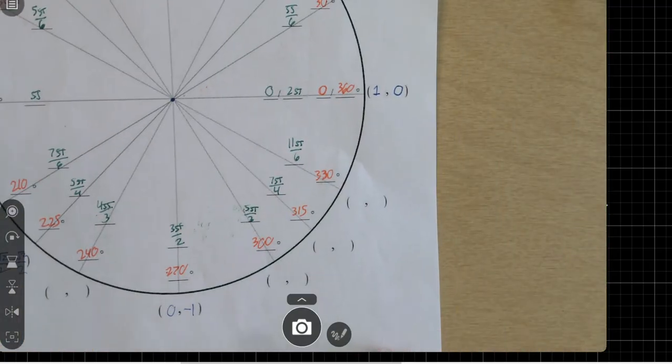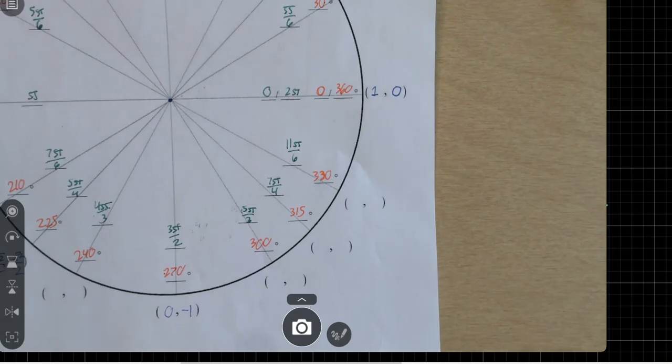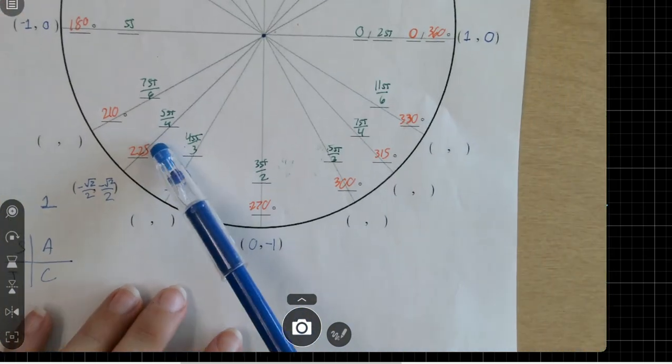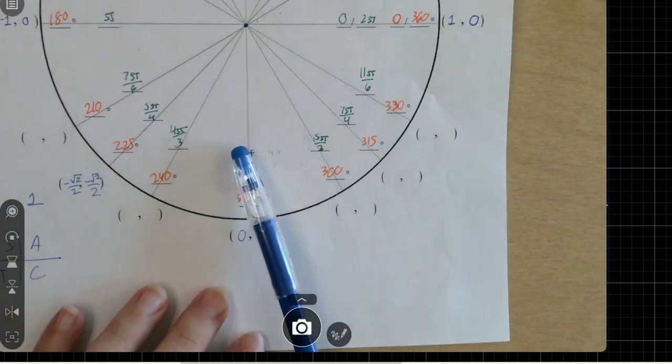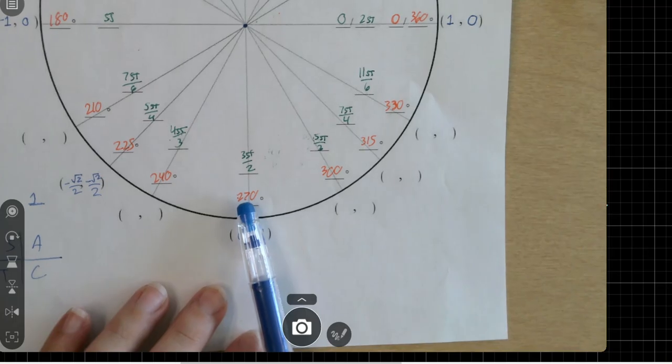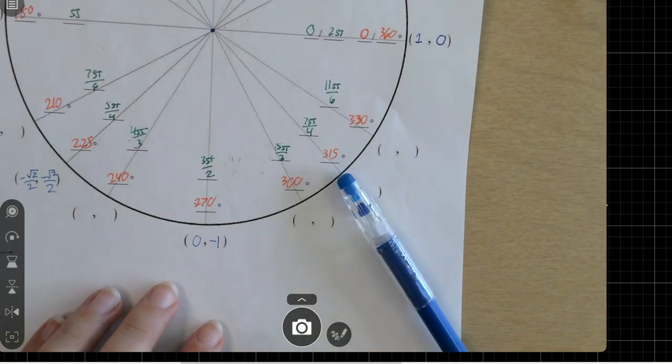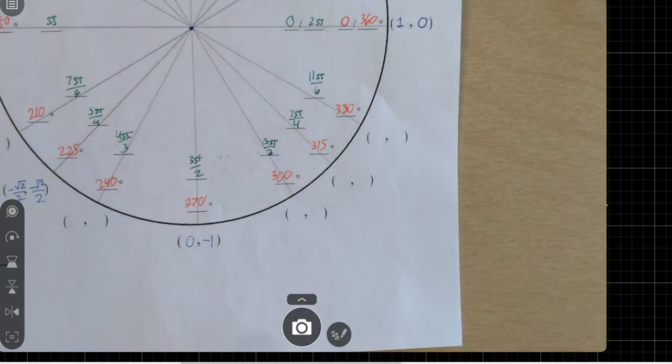Okay, scooching over. What angle should I be at now, Yale? Yeah, what angle? So I'm going to go another 45. I would go here. And if I want to go another 45 degrees, where would I be? Yeah, 315. What would my coordinate be here?